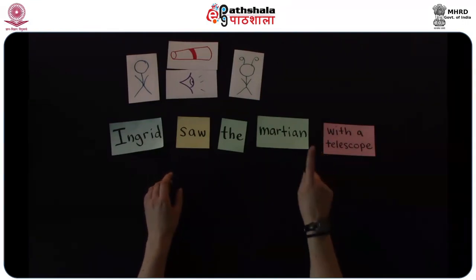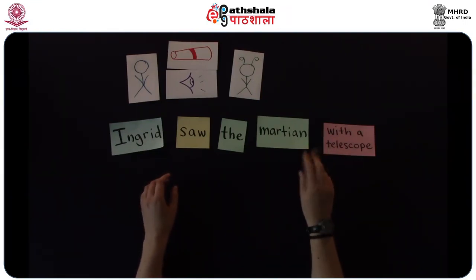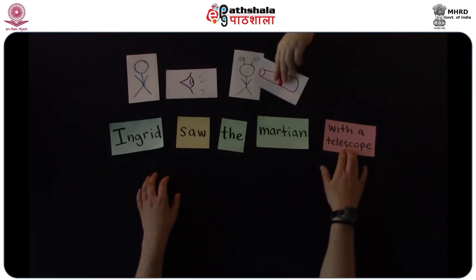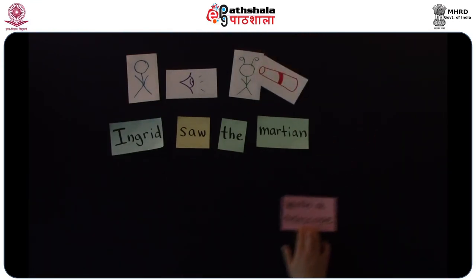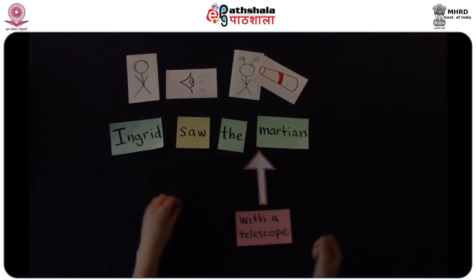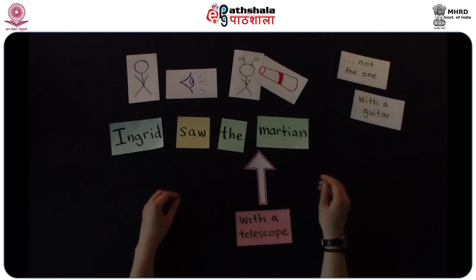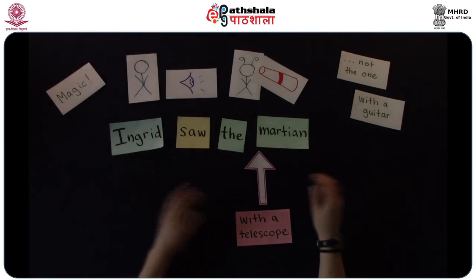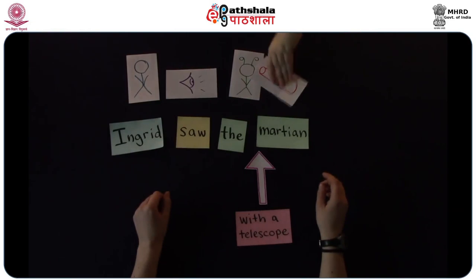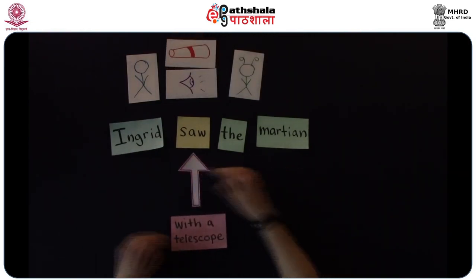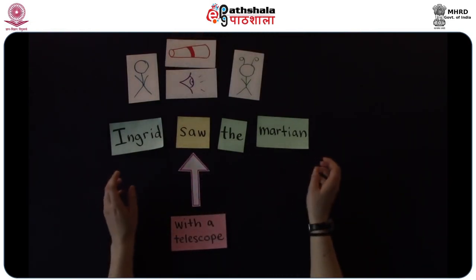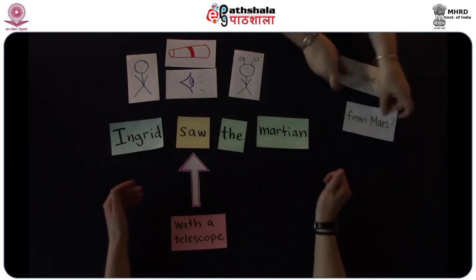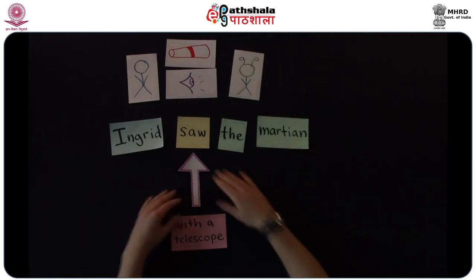So how is it that one sentence can have two different meanings? Well, the difference between the two meanings is who has the telescope. In other words, which part of the sentence "with a telescope" is modifying. Under one meaning, "with a telescope" is modifying the Martian. In this case, we don't know anything about the seeing. Under the other meaning, Ingrid has the telescope, and now "with a telescope" is modifying "saw." How did Ingrid see the Martian? With a telescope. Which Martian did she see? We haven't said anything about this.